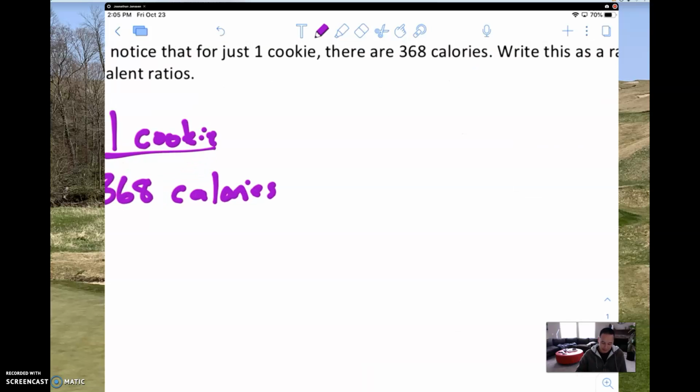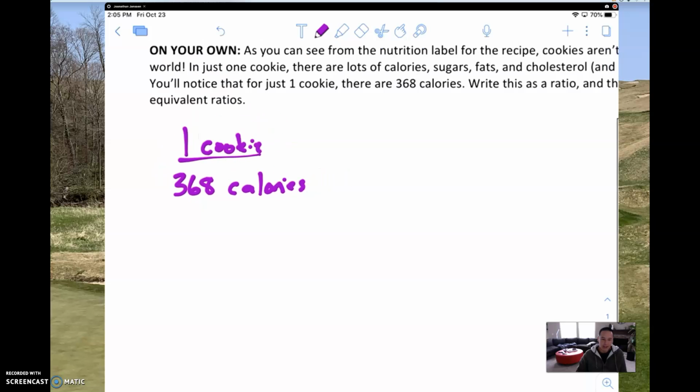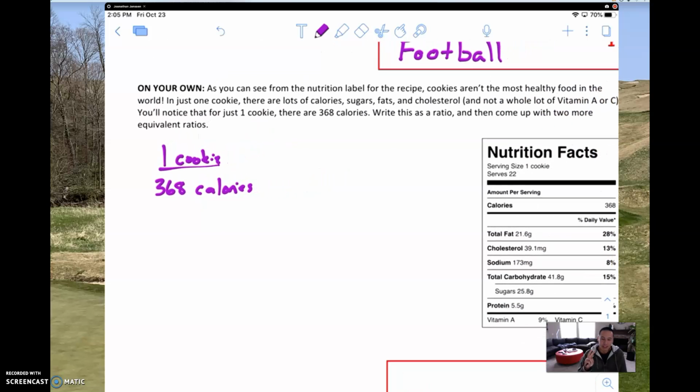So now that we have this written as a ratio, go ahead and write two more equivalent ratios to this one. So how many calories would be 2 cookies? How many calories would be 3 cookies or 10 cookies? Come up with 2 equivalent ratios. So I'm going to have you pause the video, and when you are done, come on back.